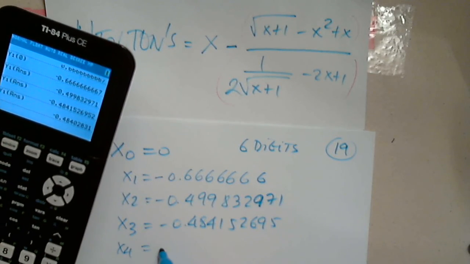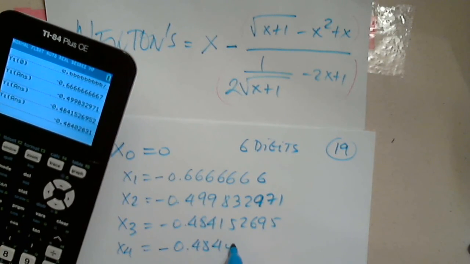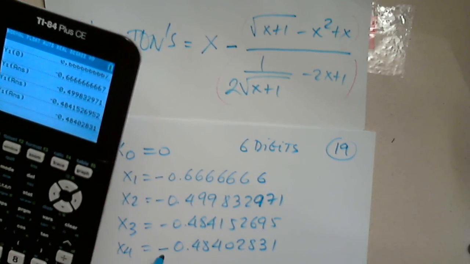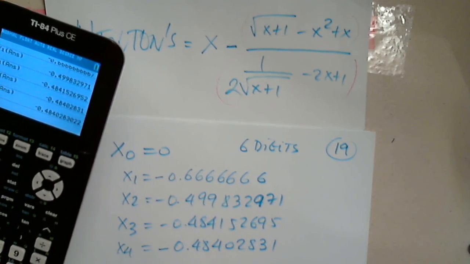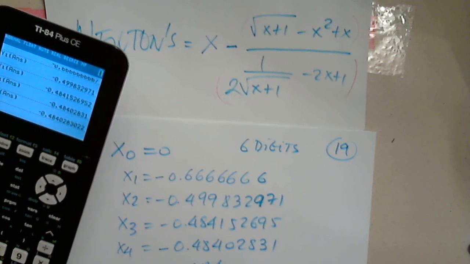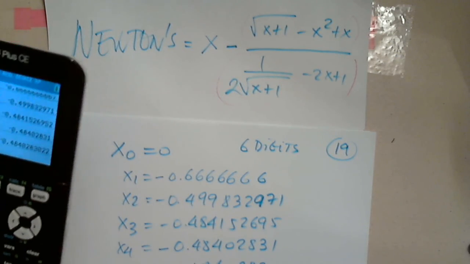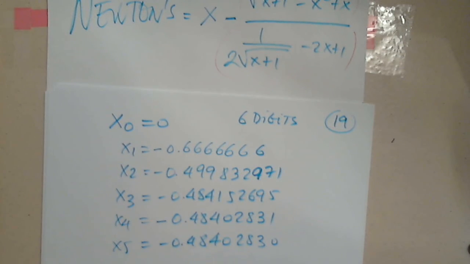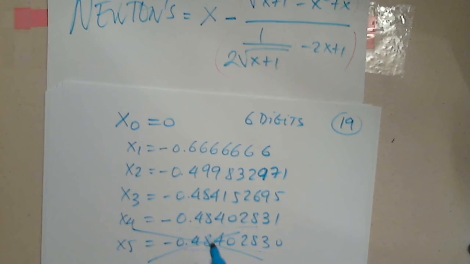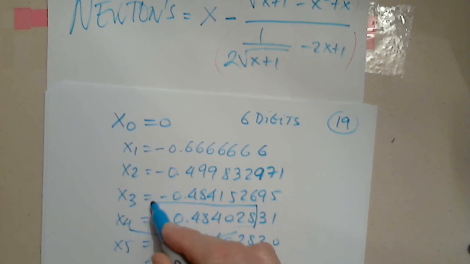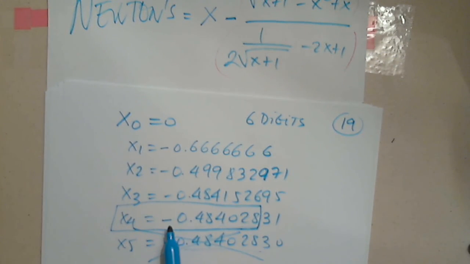So x4, the fourth iteration, negative 0.48402831, and x5, negative 0.48402830. So I see that 6 digits now are repeating. So there is no need for more. The solution, the real solution, with 1, 2, 3, 4, 5, 6 decimal digits is negative 0.484028.